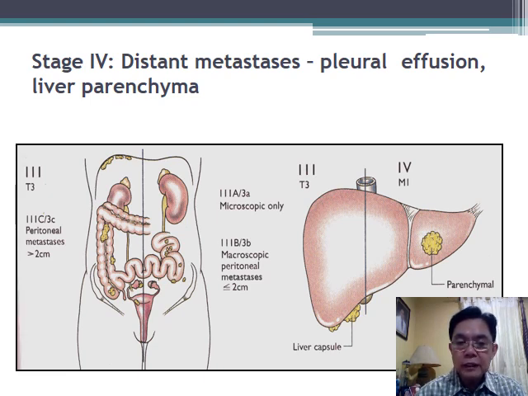If it is only in the capsule of the liver, so it is only a stage 3 disease, depending on the size. It can be 3B or it can be 3C. So 3B again is less than 2 centimeters, while 3C is more than 2 centimeters.